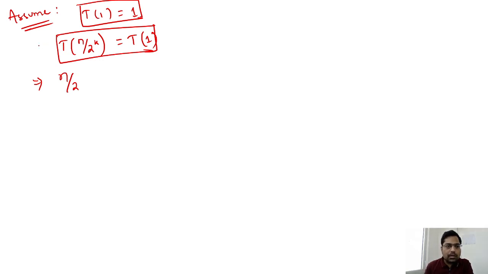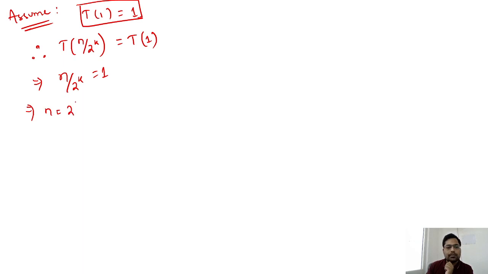Now you can write 2 to the power k equal to 1. Why? Because the cost is 1 there, and here the cost of this is n by 2 to the power k. The cost will be equated once the function is equated well. Then n equal to 2 to the power k. Done. This is equation 1 or 2 you can put.